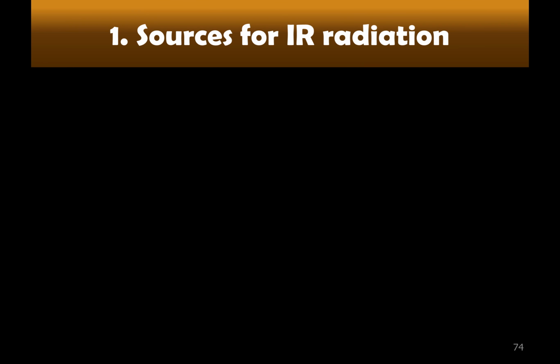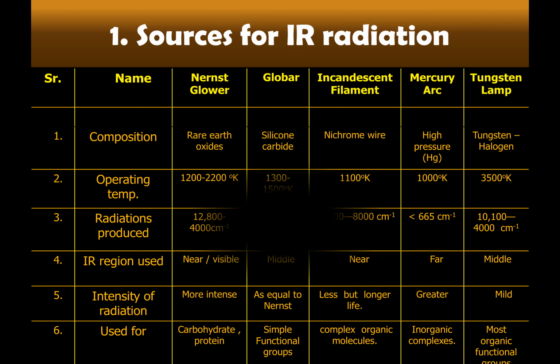Sources for IR radiation. Following are the different sources, and we have here 5 different sources which we are going to discuss with respect to 6 different parameters. The first one is a Nernst glower, second is a Globar, third is an incandescent filament, fourth is a mercury arc, and fifth is a tungsten lamp. So these are the 5 different sources.